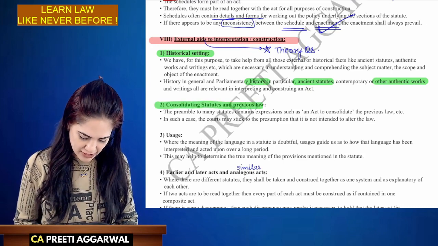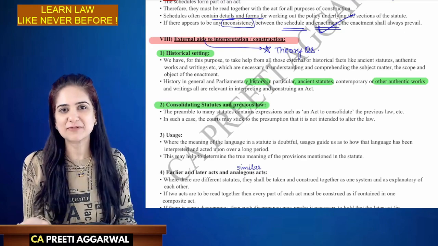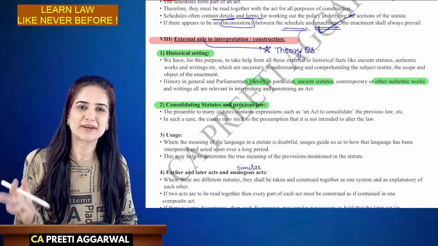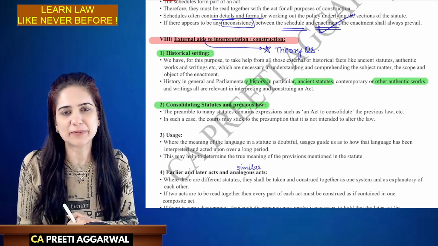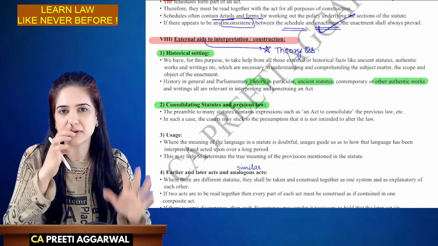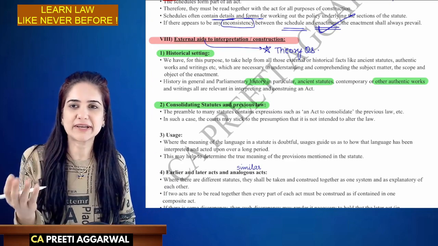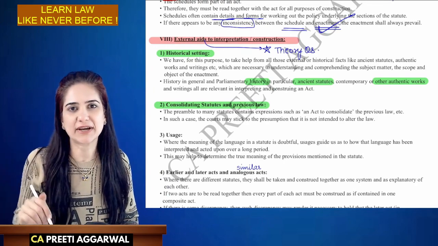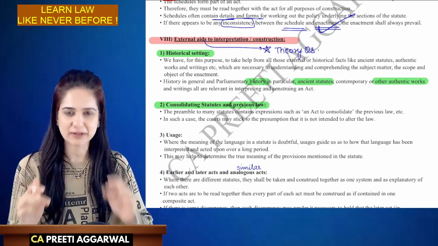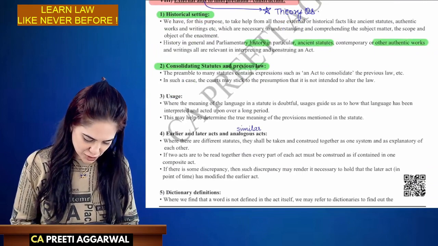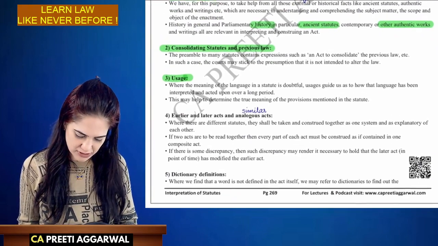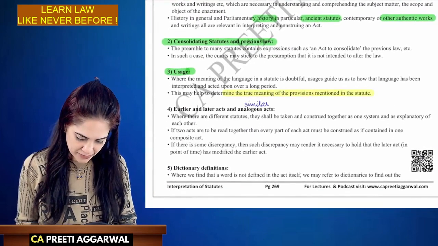Consolidating statutes and previous laws. So the Companies Act, if you read it, it is an act to amend and consolidate the law relating to companies. We want to take everything together. This doesn't mean that the 2013 Act will forget whatever was written in the 1956 Act. We will take everything together. Usage, trade, customs, they also help to ascertain the true meaning of the legislature.